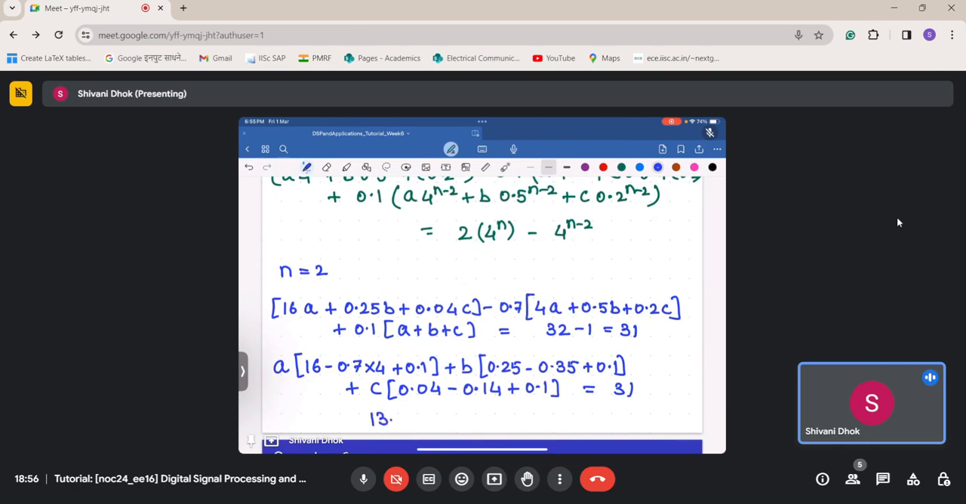So if you solve it, this is 13.3a, which is equal to 31, and this gives me a value of a as 2.331. So this is the value of a that we are having. You can use calculators to check if it is correct or not. So now we know the value of a, and next we need to find the values of b and c.